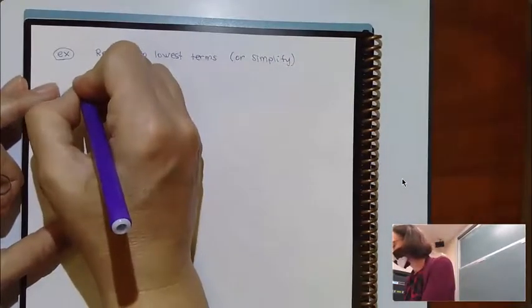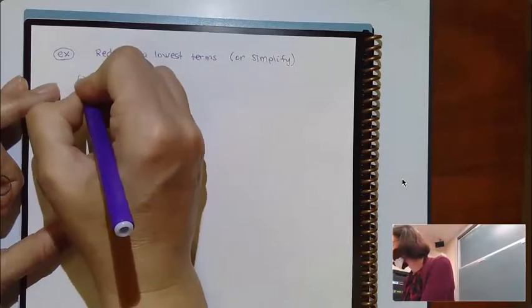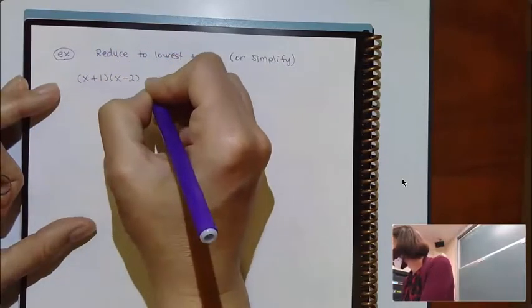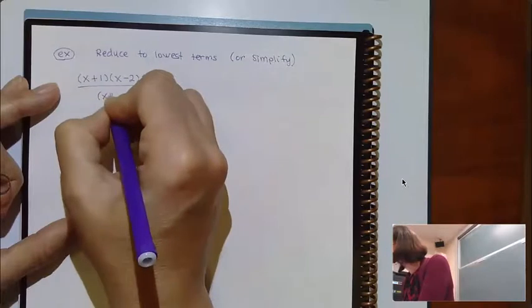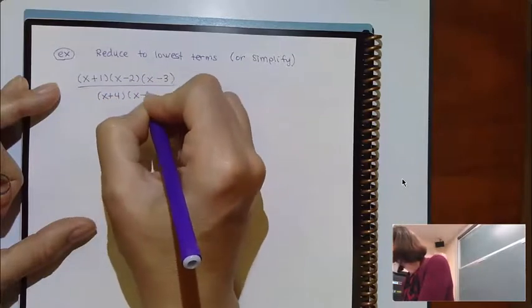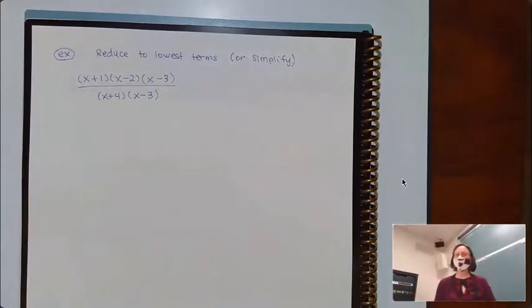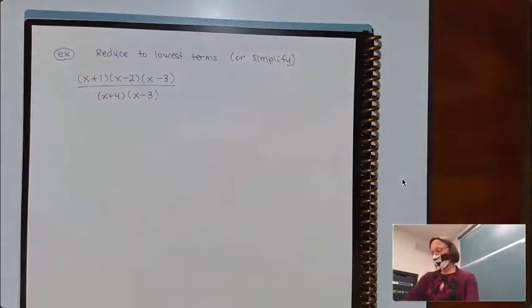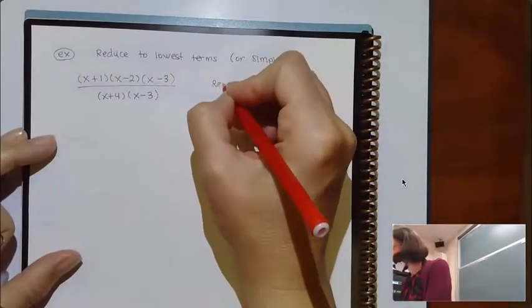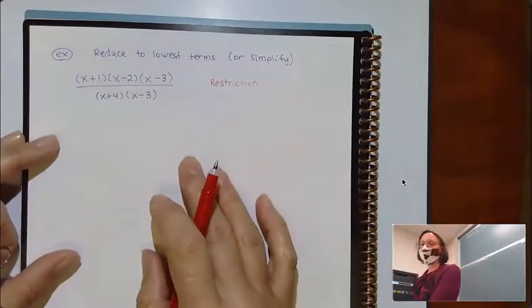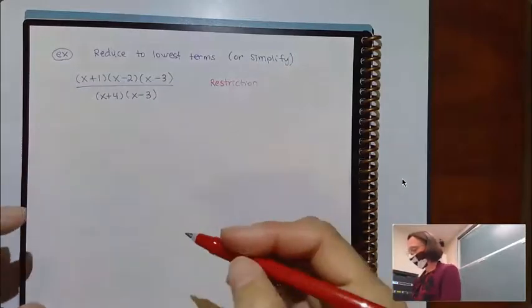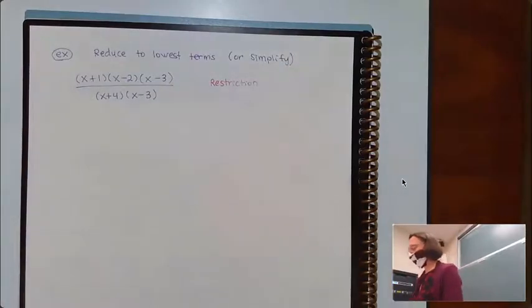And let's say that I had something that was a little bit messy, but let's say I've got x plus 1 times x minus 2 times x minus 3 over x plus 4 times x minus 3. So as soon as I see this expression, I can automatically know what my restriction on the variable is because I can't divide by 0. So my restriction is going to be whatever makes the denominator equal to 0.